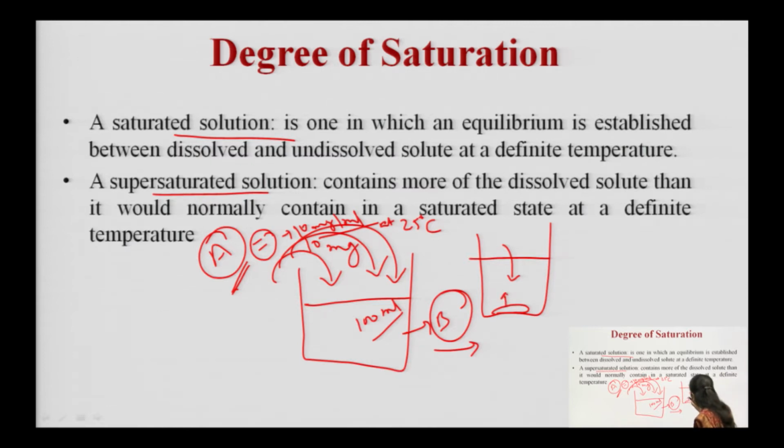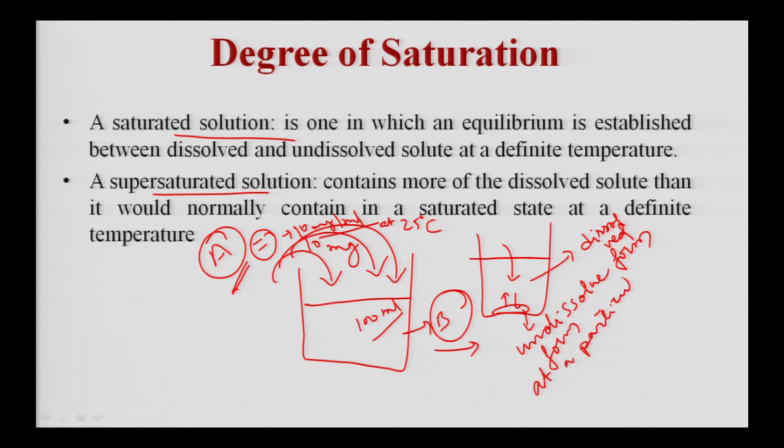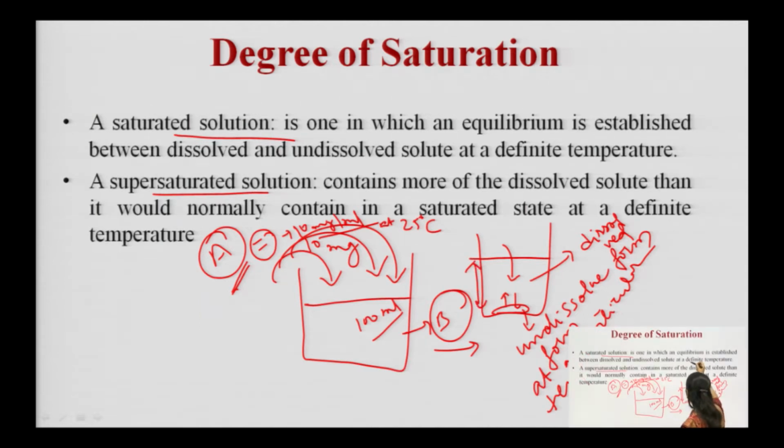So, now an equilibrium exists between the undissolved form and the dissolved form at a particular temperature. Okay. So, now we can say that the supernatant fluid is a saturated solution, because now equilibrium is established between the dissolved and the undissolved solute at a definite temperature.